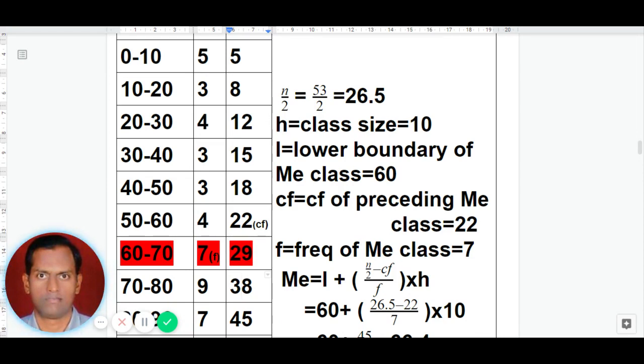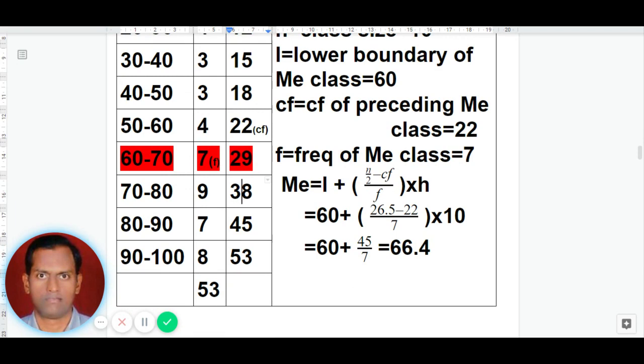In this median class, L, the lower boundary, is 60. CF, cumulative frequency of the class preceding the median class. Preceding means the upper one. Its cumulative frequency is 22. F means frequency of median class. Frequency of median class is 7.